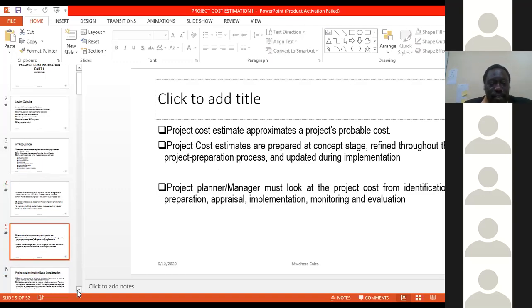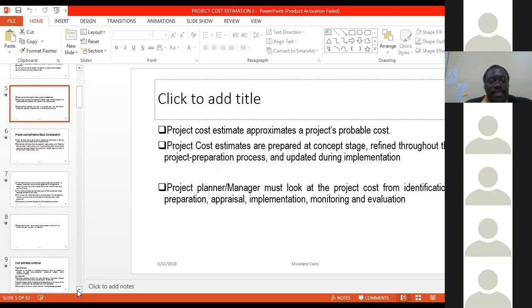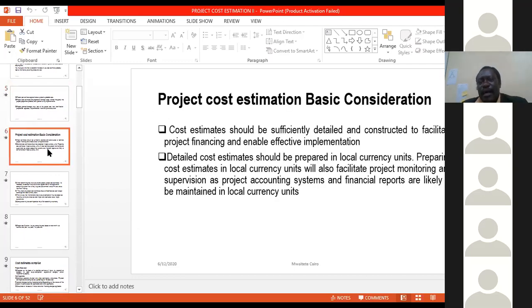So you will look at all. If it is a new project, you must look at it all. So what are the basic considerations? Cost estimate should be sufficient detail and constructed to facilitate project financing and enable effective implementation. Because this is the baseline for you to consider those costs.